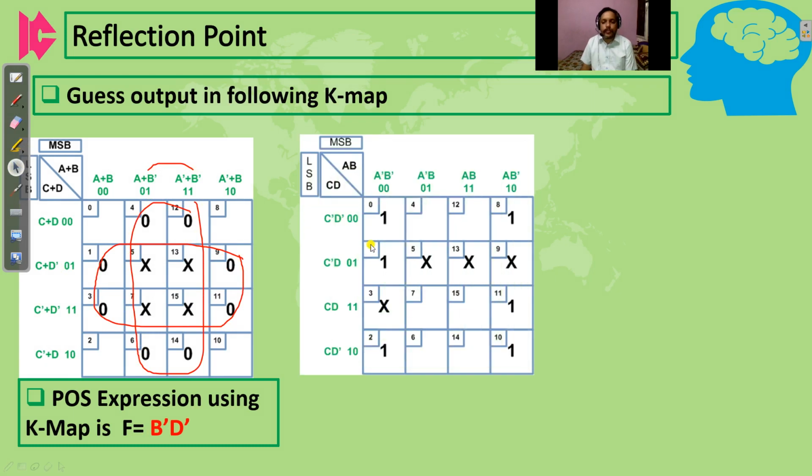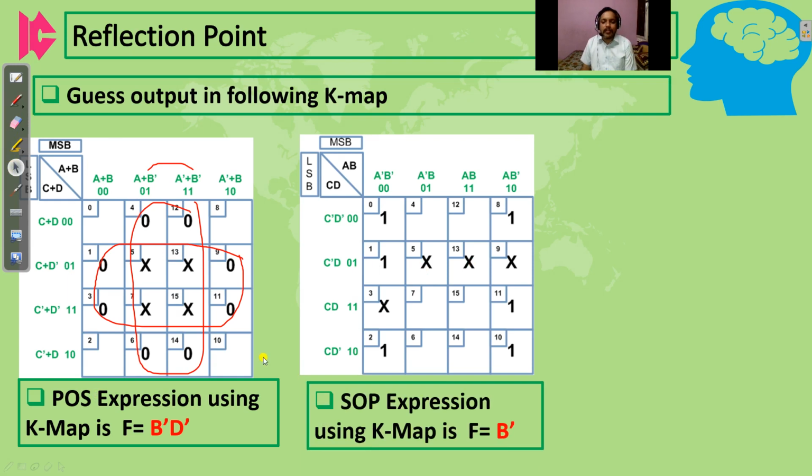Next equation, what is this, POS or SOP? 1s are written, which means this is in SOP form, while the earlier one was in POS. So write down the output expression for this. Can you make a group of 16? Can you make a group of 8, 4, 2? Think over it. Hope you got the answer. Let's check. My answer is only B dash. What is your answer? Please check it.